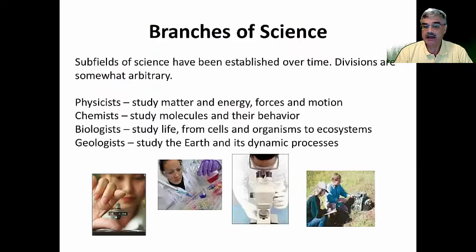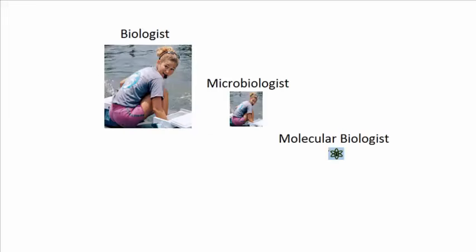Biologists study life, from cells and organisms to ecosystems. They oftentimes work in medical centers or in health-related fields. You often see them wearing tennis shoes and jeans. And they are also the group of scientists most likely to have a microscope in their office or images of fish or animals or green things in their office.